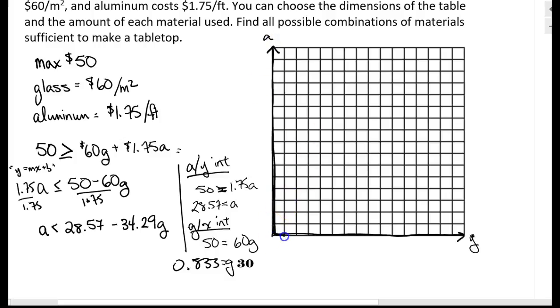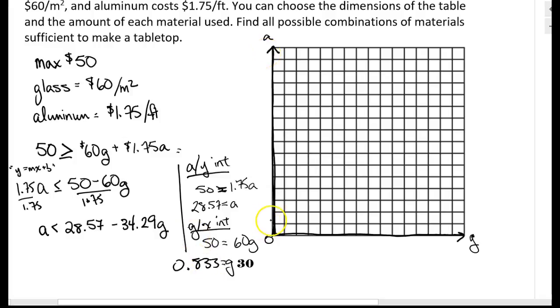You'll notice I'm only doing quadrant 1. That would be because I'm not going to have negative measurements. I'm not going to return extra aluminum to get glass. That's impossible. It's not what I'm doing. I need to use both materials. So I can't go outside of the first quadrant.